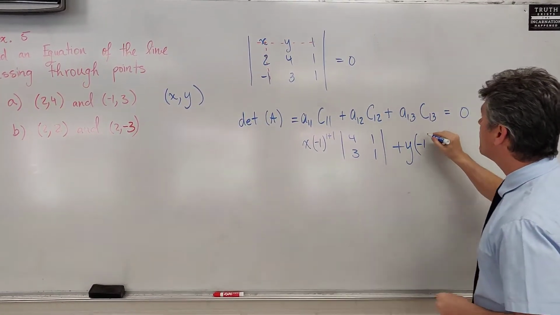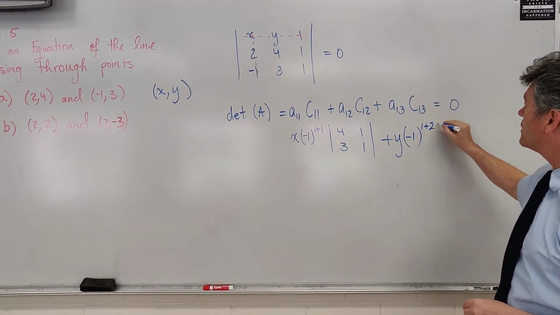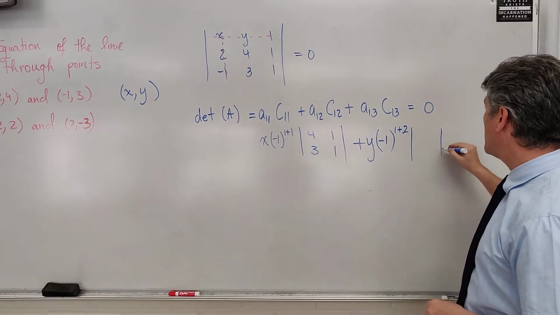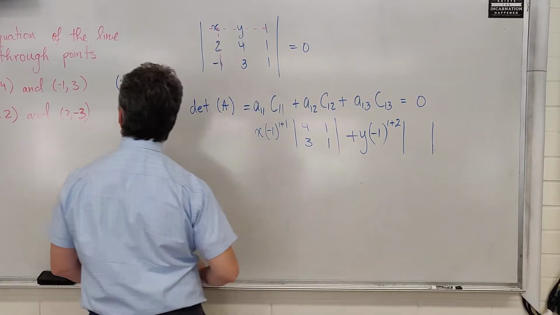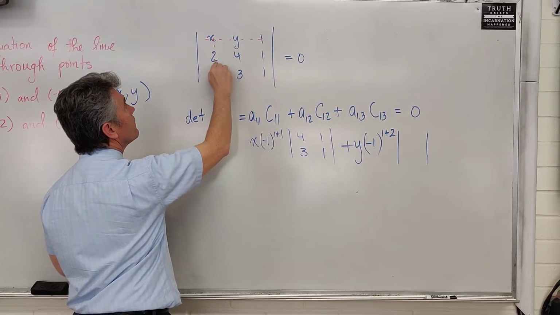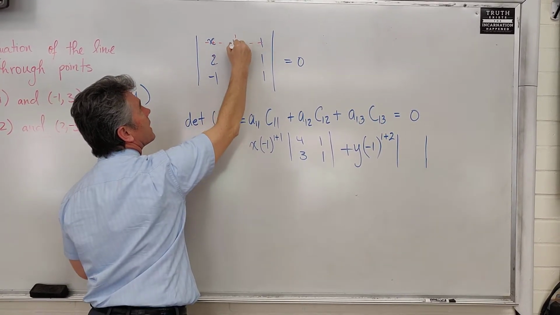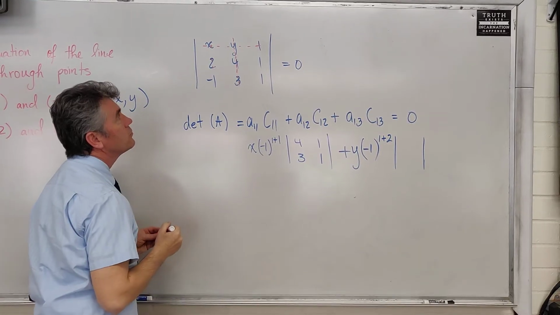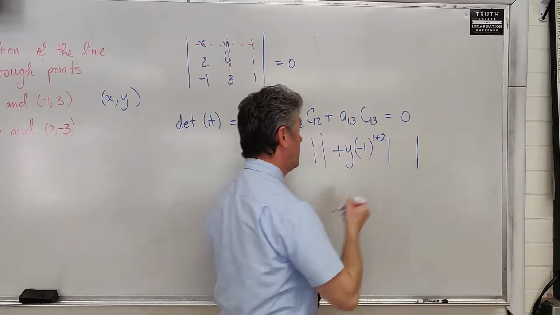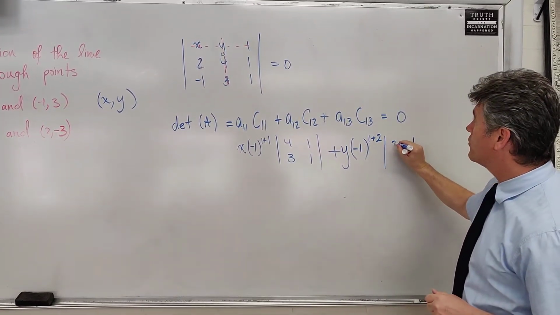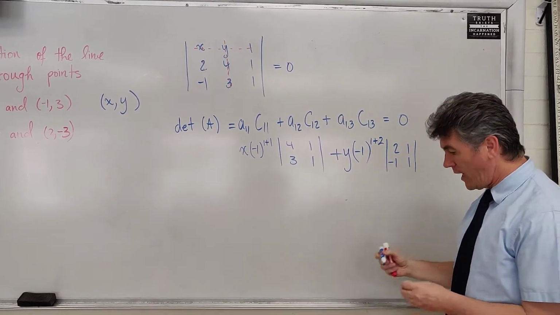Plus the entry in the first row, second column, which is y, times -1 raised to the power of 1 plus 2 times the determinant of the matrix formed by eliminating the first row, and this time the second column. Let's do so. The first row is being eliminated already. Let's eliminate the second column. This is 2, 1, -1, 1.